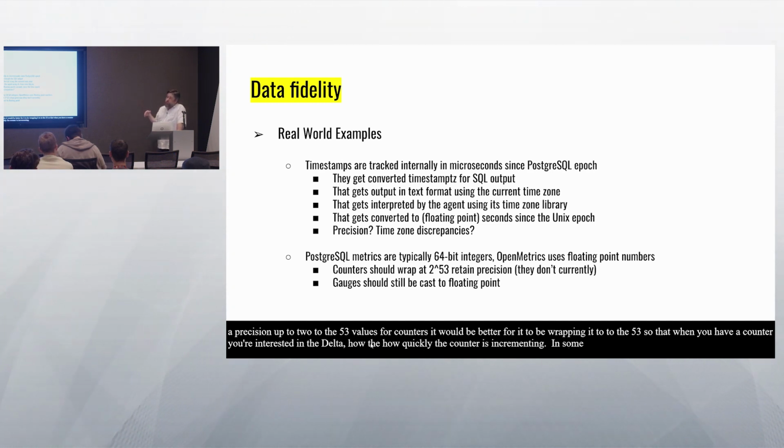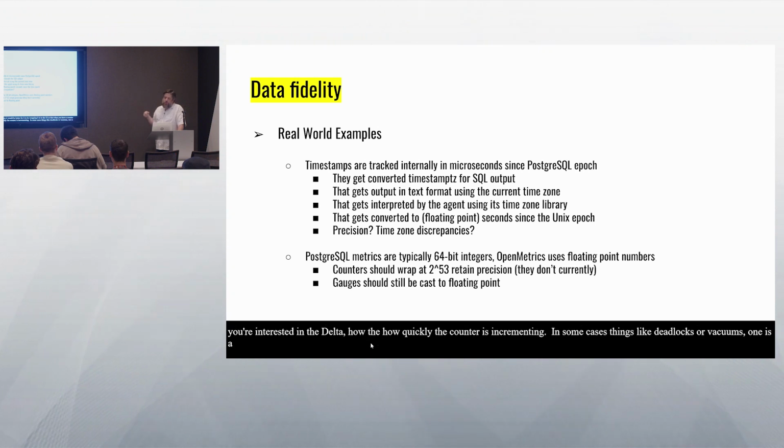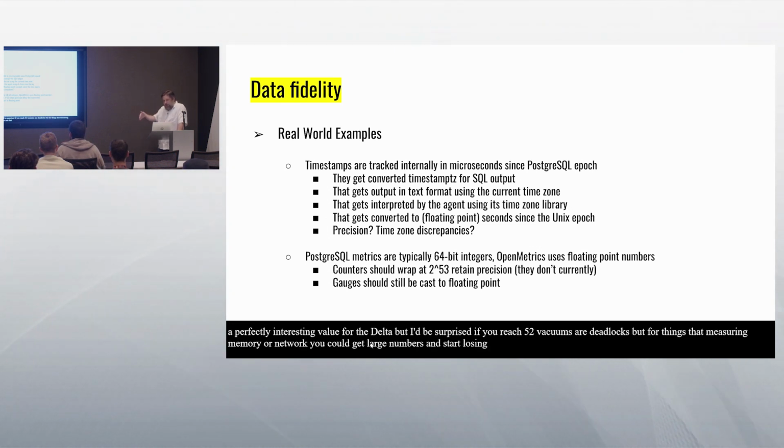But I would be surprised if you reach 2 to the 53 vacuums or deadlocks. For things that are measuring memory or network, you could get large numbers and you could start losing precision, where all the derivative, the deltas are all truncated to 2 or 4, only even numbers effectively.